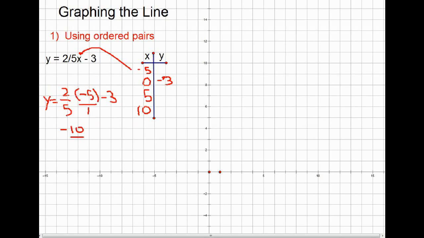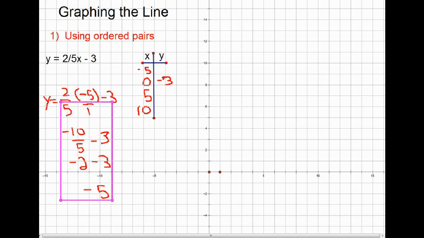And then a fraction is division, so we have to do that division before we do the subtraction. Negative 10 divided by 5 is negative 2. And then negative 2 minus 3 is negative 5. So if x is negative 5, y is also negative 5.